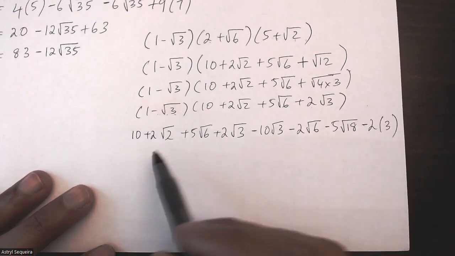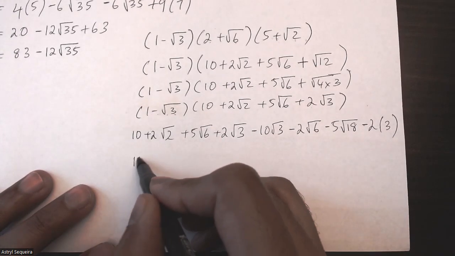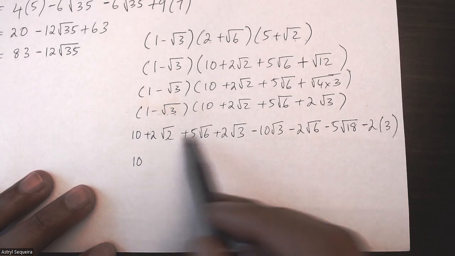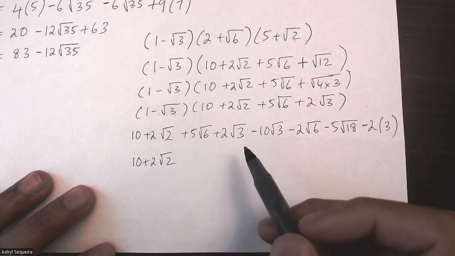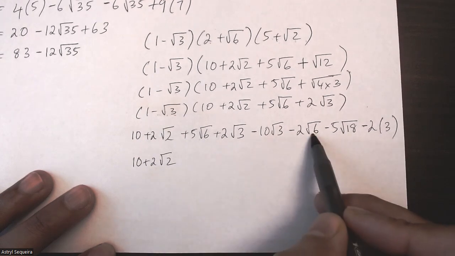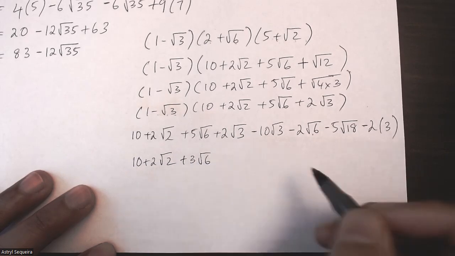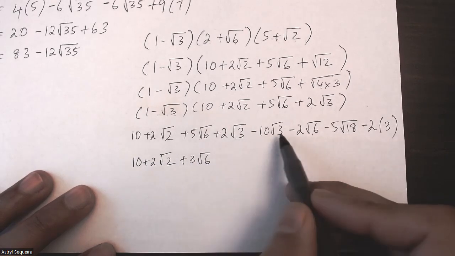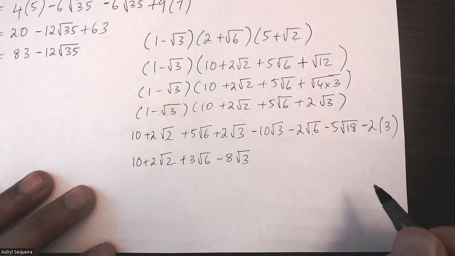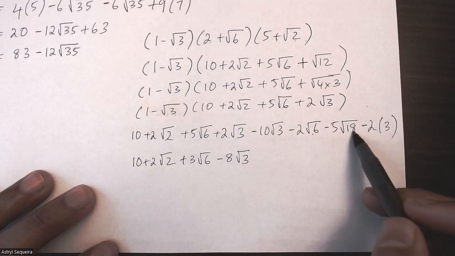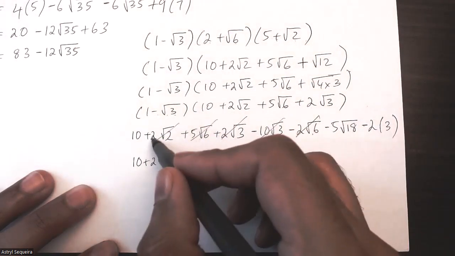Now I want to simplify as much as possible, combine any like terms. I'm just going to start by writing this 10 the same. There's no other root 2's right now, so I'm going to write this the same as well. 5 root 6 minus 2 root 6 is 3 root 6. 2 root 3 minus 10 root 3 is negative 8 root 3. This one I can actually simplify. So I've already taken care of all of these now.